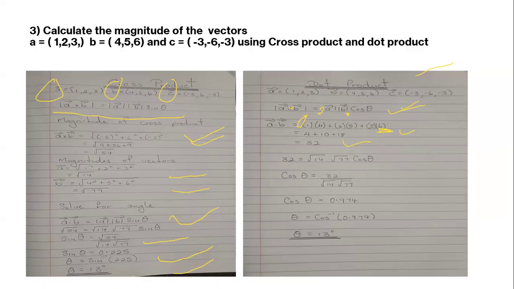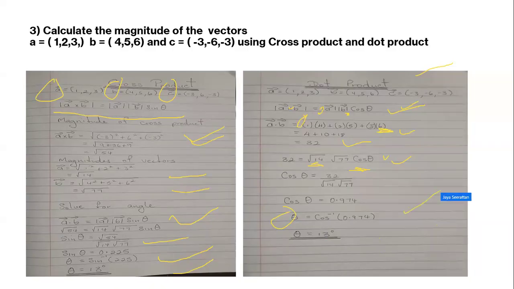So 32 is equal to... we know that the magnitude of vector A from over here is root 14, and we know that the magnitude of vector B is root 77. So I didn't go ahead and do that a second time. We just put it into the formula for cos theta. So here we make theta the subject of the formula, and that gives us theta equal to 13 degrees.